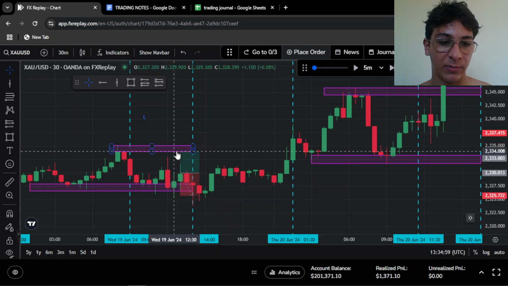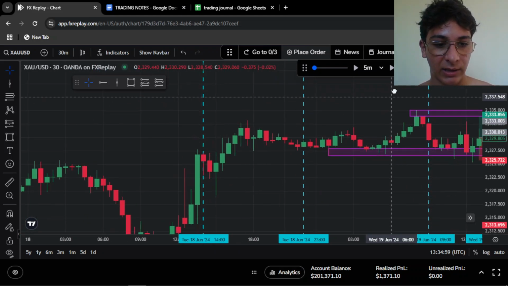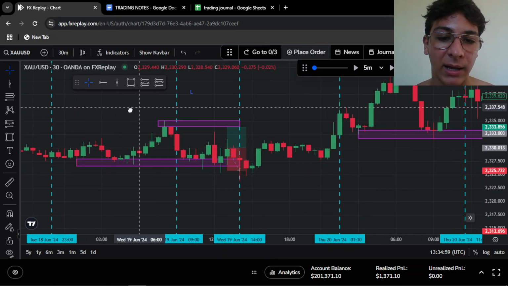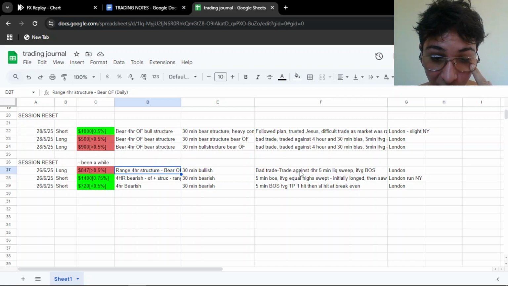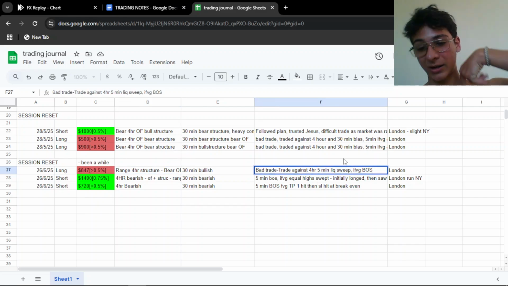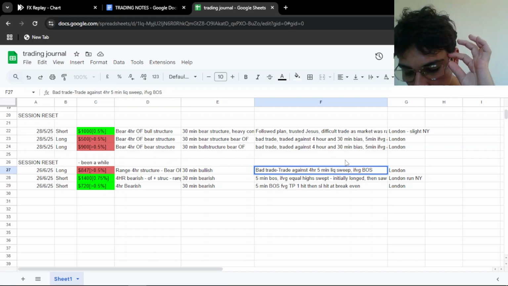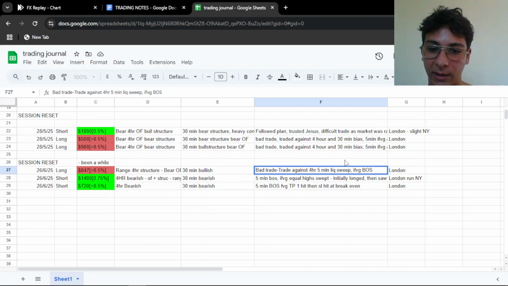which was bad because if you see, the lower time frames are going up, but the higher time frames are going down, and we know higher time frames hold higher powers. So this was a bad trade. I traded against the 4 hour bias, but I traded based off a 5-minute liquidity sweep, inverse fair value gap, and a break of structure in the London session.